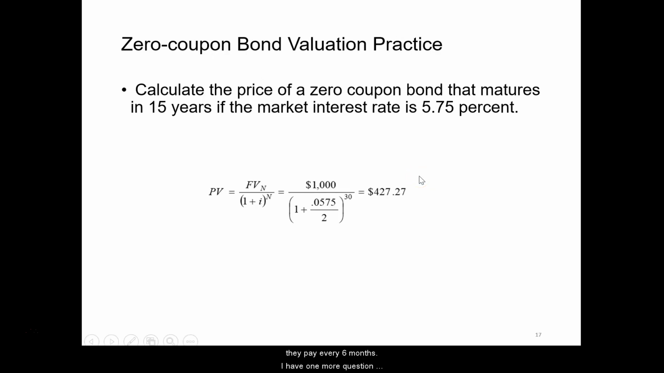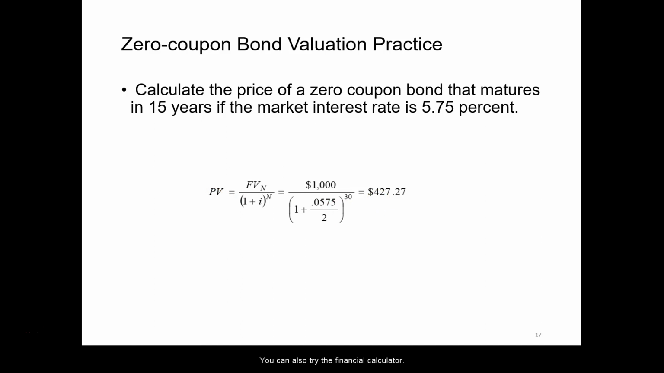I have one more question about zero coupon bond here just for your practice. If we are looking at a zero coupon bond matures in 15 years, interest rate is 5.75%. So the market interest rate 5.75% is the required rate of return for bondholders for the whole year. So that's why we're using half of that as a semi-annual interest rate. Now because we have 15 years, we're going to discount for 30 periods.